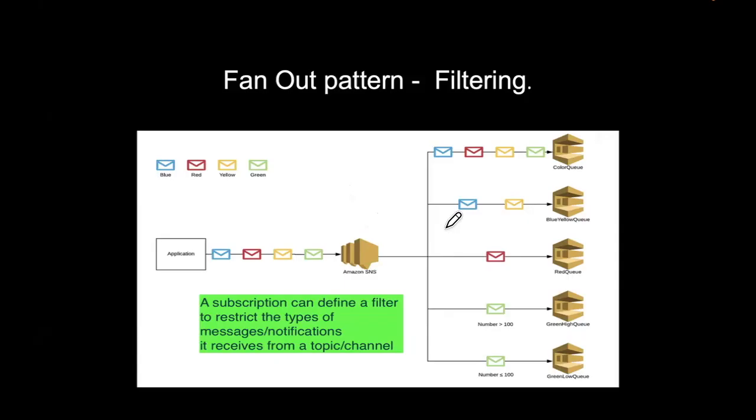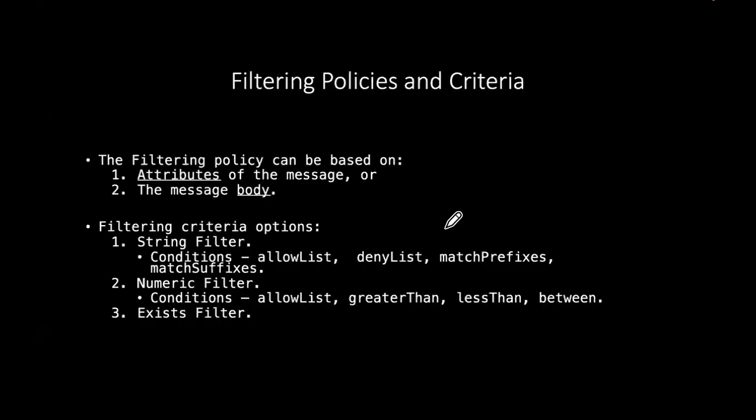The concept is straightforward enough. I know I'm going back over ground from the last day, but when you're filtering, you can either filter based on the body of the message, or what SNS refers to as attributes of the message. Attributes are separate from the message. They're specified in a separate data structure from the actual body itself. Both the body and these attributes are typically JSON structures, so they both have key value pairs.